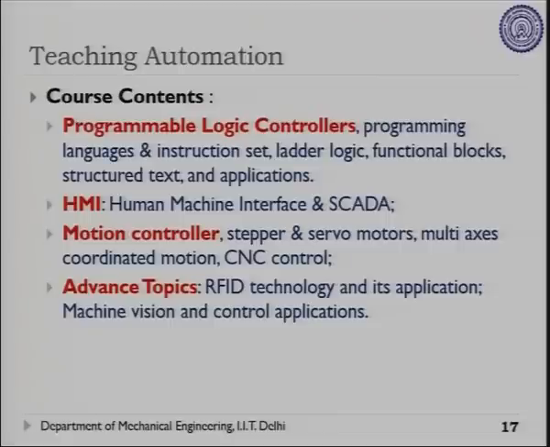And then later on, if time permits, you can include some more advanced topics. And these advanced topics can be upgraded in every semester in the coming years. So you can introduce the RFID technology, because that is more commonly used nowadays in the assembly lines. So automation nowadays has RFID technologies and machine vision and control applications. So these kind of advanced topics can also be included.